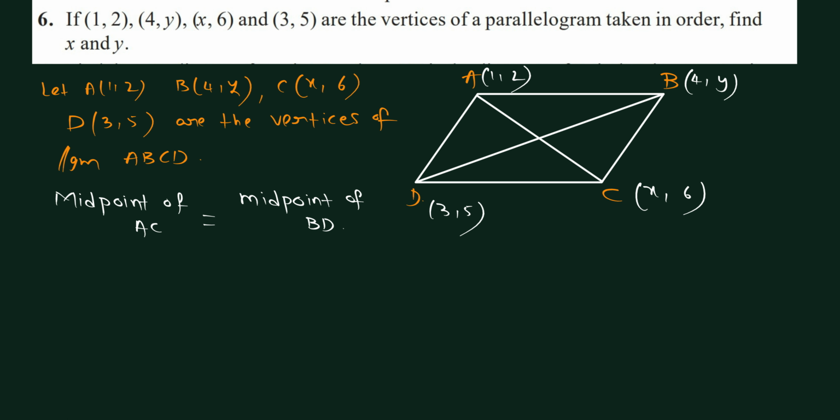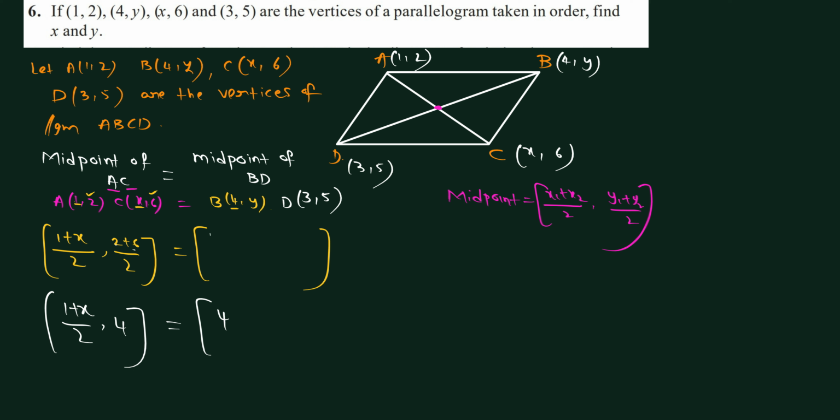So x1 is 1, x2 is x: (1 plus x) by 2. The y coordinates are 2 and 6, right? (2 plus 6) by 2 equals, for the other midpoint, (4 plus 3) by 2, (y plus 5) by 2. 4 plus 3 is 7, so 7 by 2, (y plus 5) by 2. Now what you have to do? Equate the x coordinate and the y coordinate, then you will get the x value and y value.